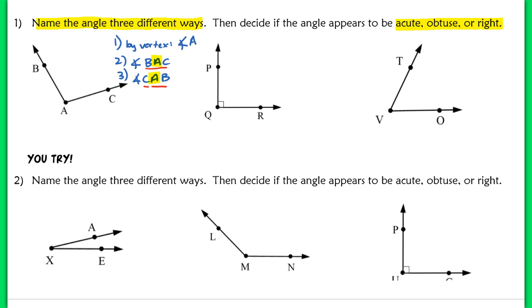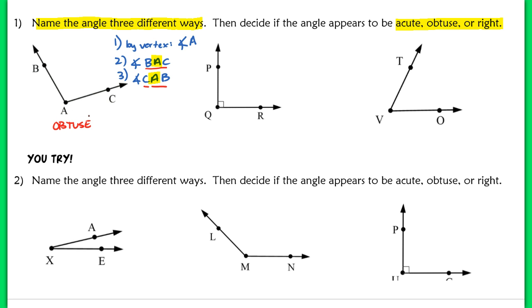And finally, it asks us to classify if it appears to be acute, obtuse, or right. So I'm going to say it's not a right angle, and that's because I don't see a little box here. There's no symbol. And I'm going to also assume that it's not acute because it doesn't appear to be a smaller angle, less than 90 degrees. So I'm going to go with obtuse here because it looks to me like it's bigger than 90 degrees.